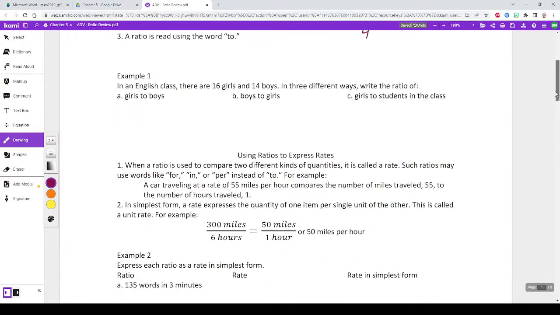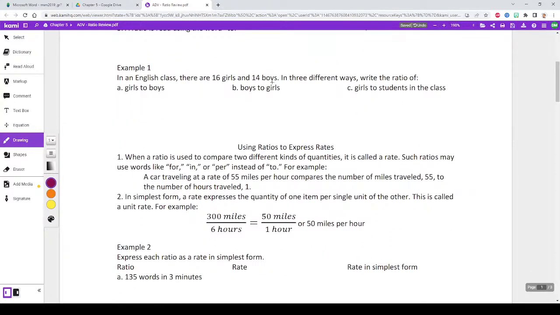So when we look at this, in English class, there are 16 girls and 14 boys, and three different ways to write the ratio of girls to boys. So that's 16 to 14. Or we could write 16:14. Or we could write 16/14. Likewise, boys to girls here, we could go 14 to 16, 14:16.